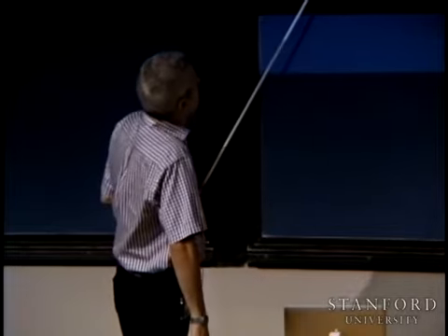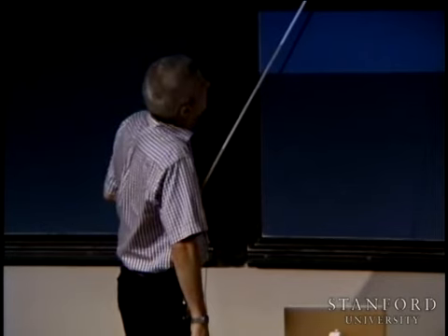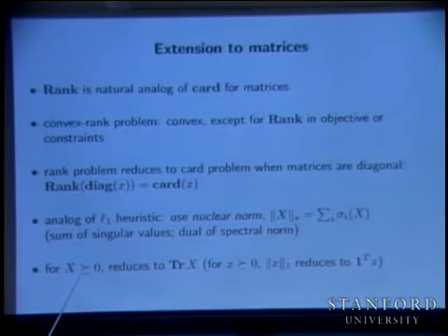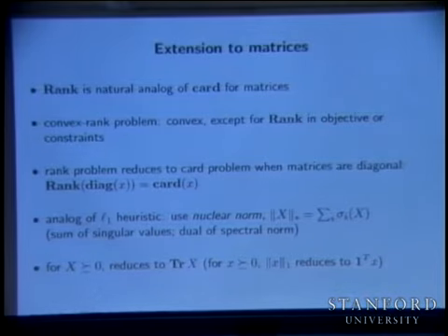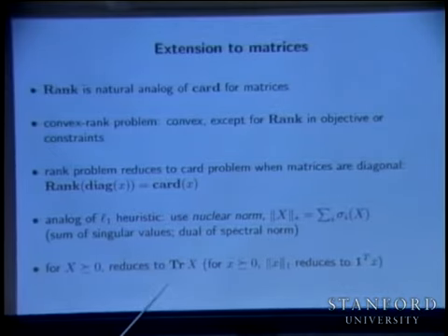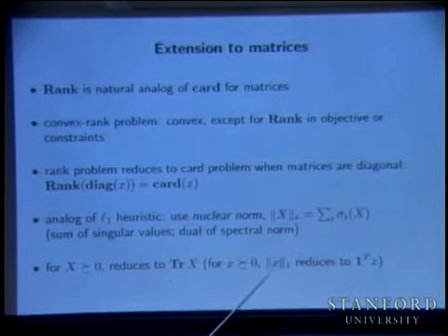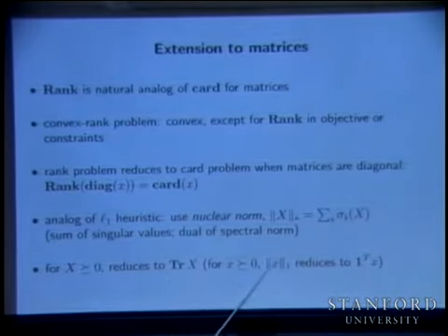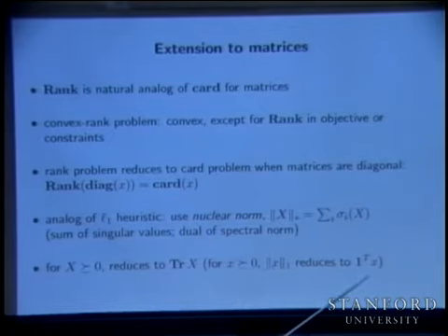Now, if a matrix is symmetric, positive semi-definite, then the eigenvalues are the singular values, and the sum of the singular values is therefore the sum of the eigenvalues. That's the trace. Whereas for a vector, if I have a non-negative vector and I take the one norm, it's the same as the sum.